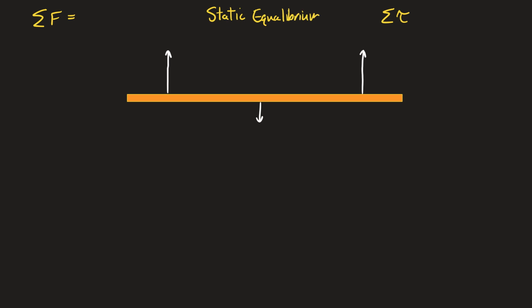Objects that are in static equilibrium are not accelerating, which means the net force equals 0 and the net torque equals 0. So like our bridge. Our bridge has two supports, and it has to support its own weight, but we want bridges to stay where they are. We don't want them to accelerate. So the whole idea is that you design a bridge so that regardless of the stressors on the bridge, it remains in static equilibrium.